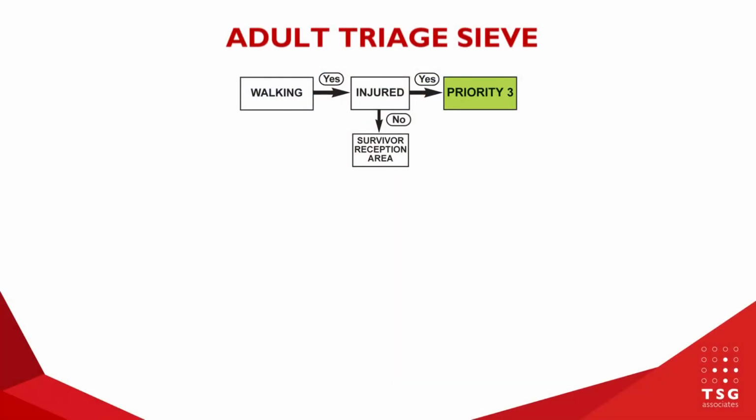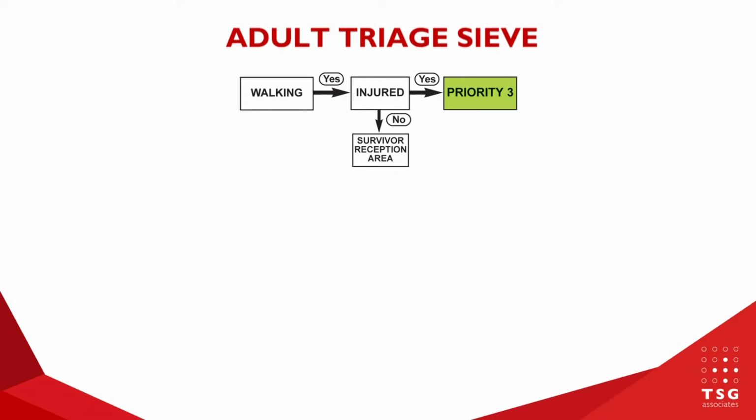We now need to understand how we decide if a casualty is priority 1, 2, 3 or dead. To do this, we use a method called the triage sieve. Our first action is to send any uninjured survivors to a place of safety. Next, we assess if any of the injured casualties can walk by themselves.